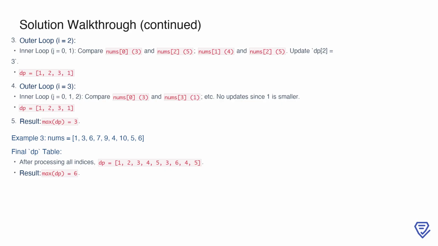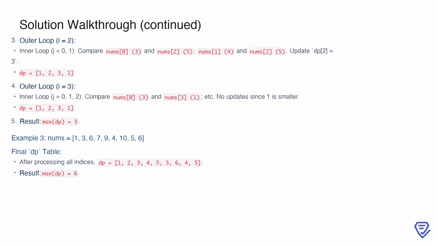For i equals 3, we compare nums[3], which is 1, with all previous elements. Since 1 is smaller than all of them, no updates are made to DP, which remains 1, 2, 3, 1. The maximum value in DP is 3, which gives us the length of the longest increasing subsequence.